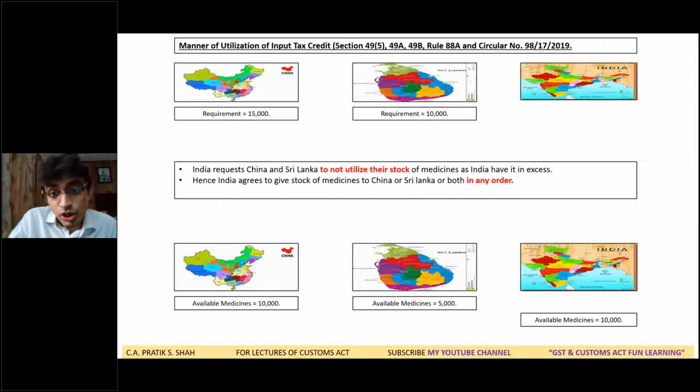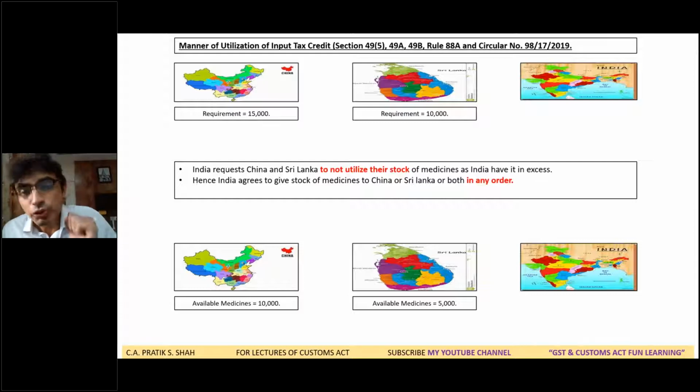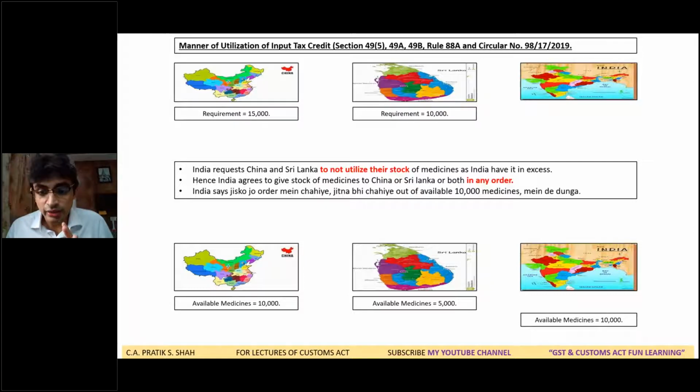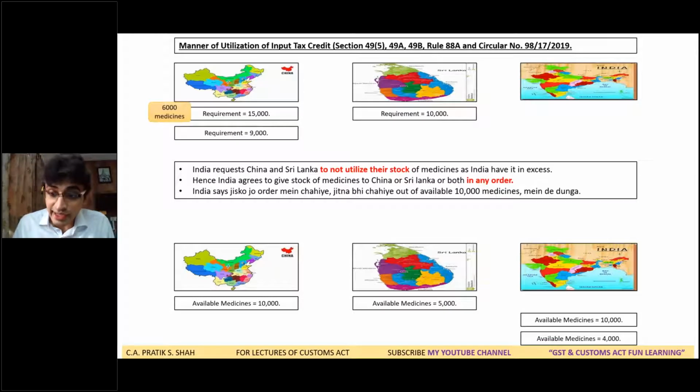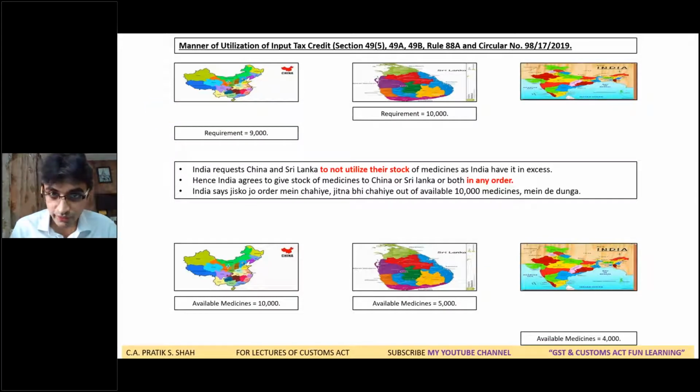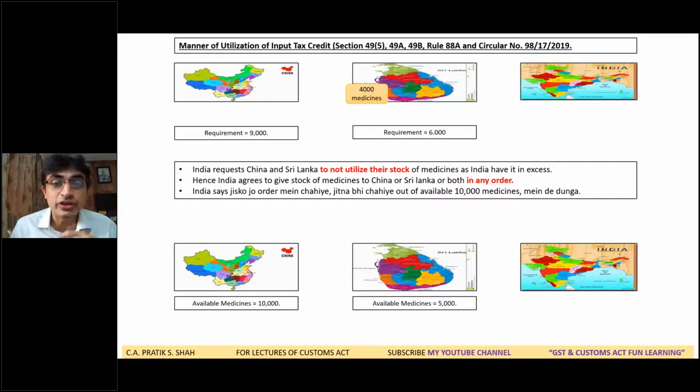What did I say? To take it in any order. So out of India's 10,000, China takes 6,000 medicines. China had a requirement of 15,000. Now how much will be left? 9,000. And India still has a surplus of 4,000. Now this 4,000 India is giving to Sri Lanka. So now India's stock is over and Sri Lanka's requirement is still 6,000. Fair enough? Fair enough. Now see what has happened. China demand is 9,000, available is 10,000.